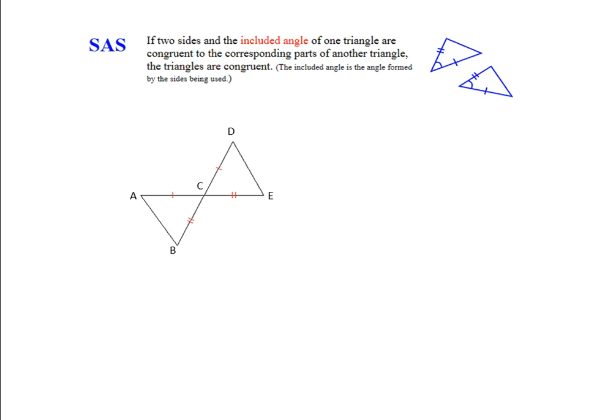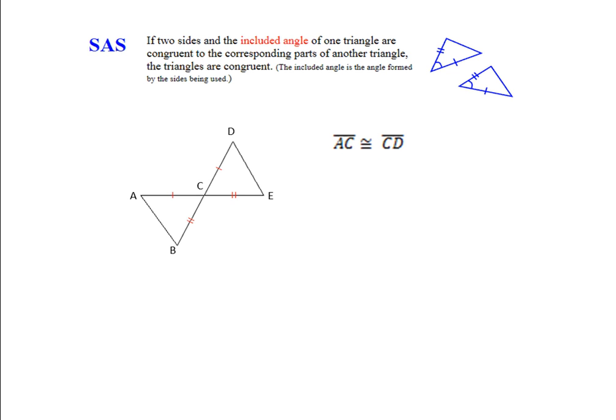So here I have 2 triangles. We have 2 sets of congruent sides. And if you see here, we don't have any angles marked with an arc. However, you should know from your angle relationship standard that we have a set of vertical angles here.